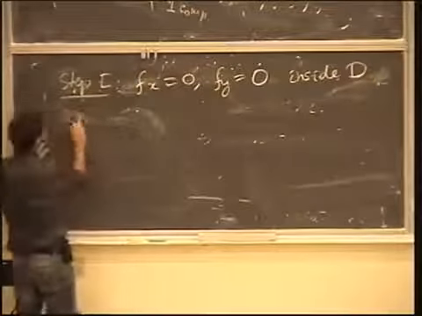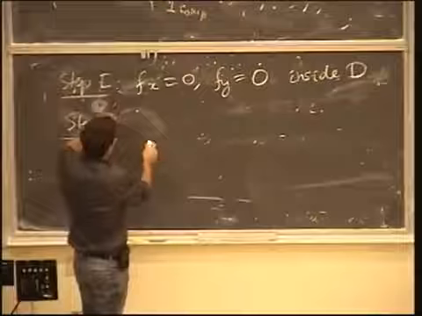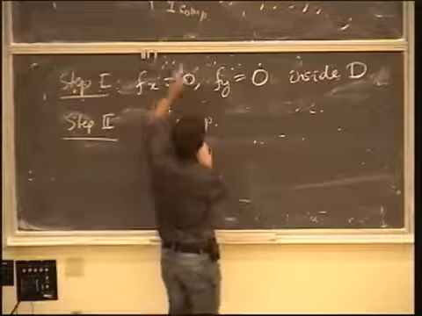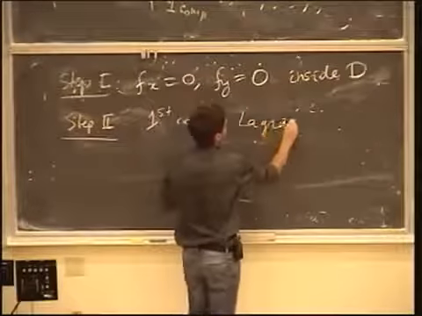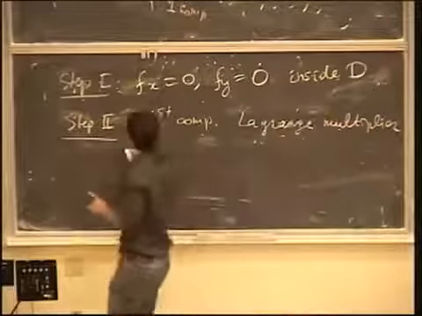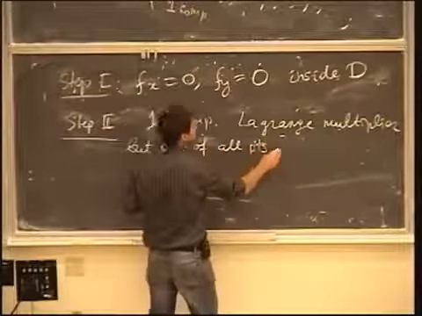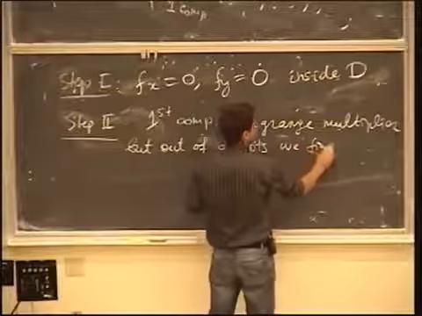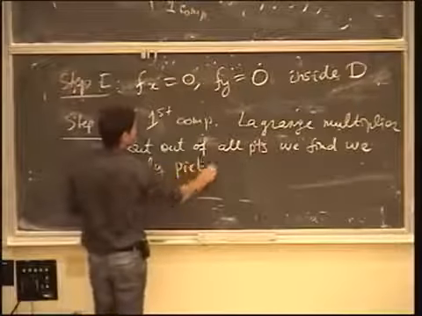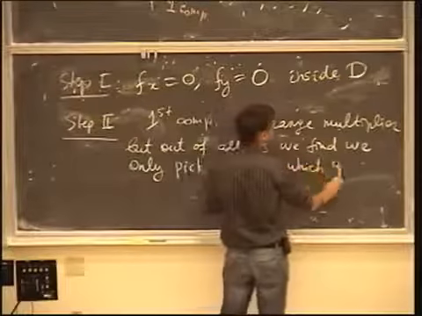And then we do step 2. Now, in step 2, you have 2 components. So you will do the first component, which means that you do the Lagrange multiplier. But out of all points, we only pick those points for which y is greater than or equal to 0.